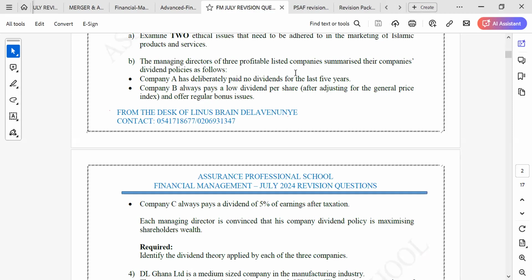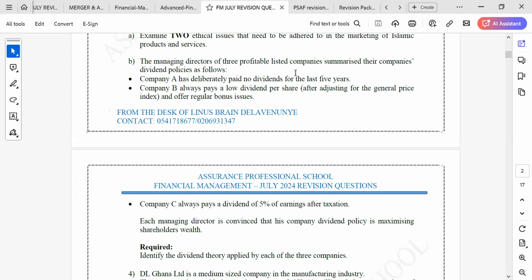So if you have 100 cedis and you want to undertake a project of 70, just undertake the project. Since the project is going to give us a positive return at the end of the day, you can now give us the 30 cedis as dividend. That is the residual theory. So in this particular case, the company is using the residual theory.